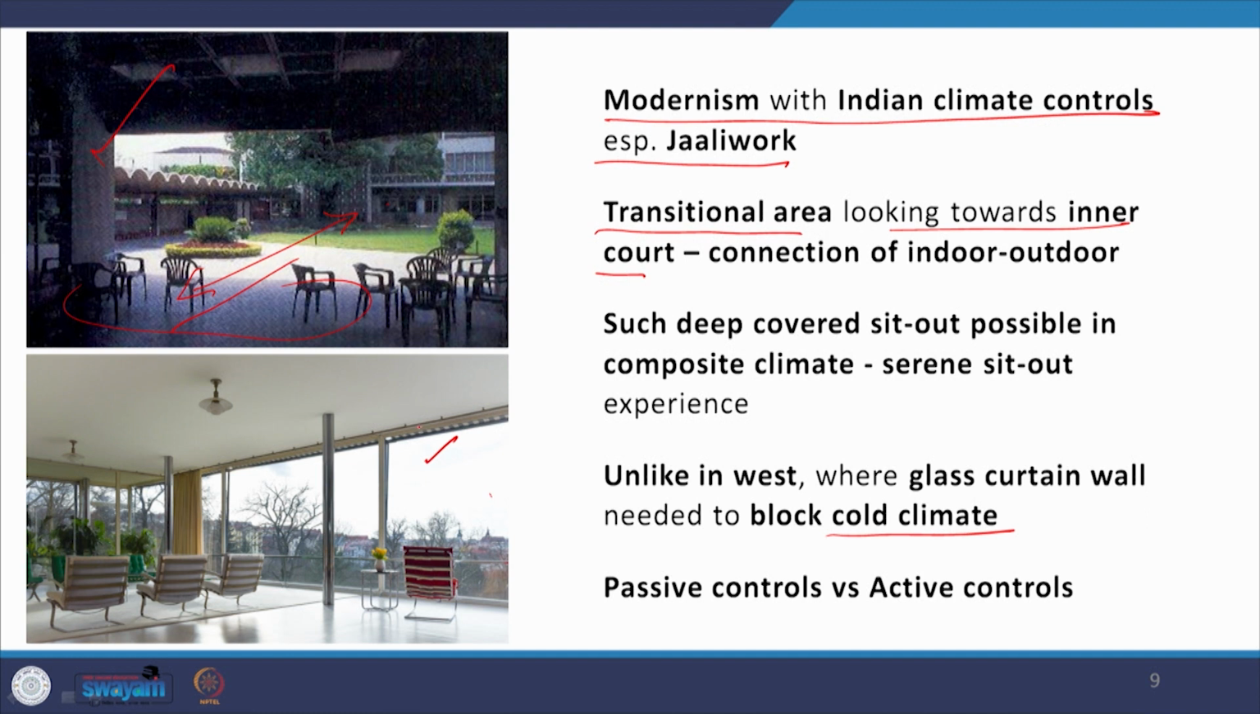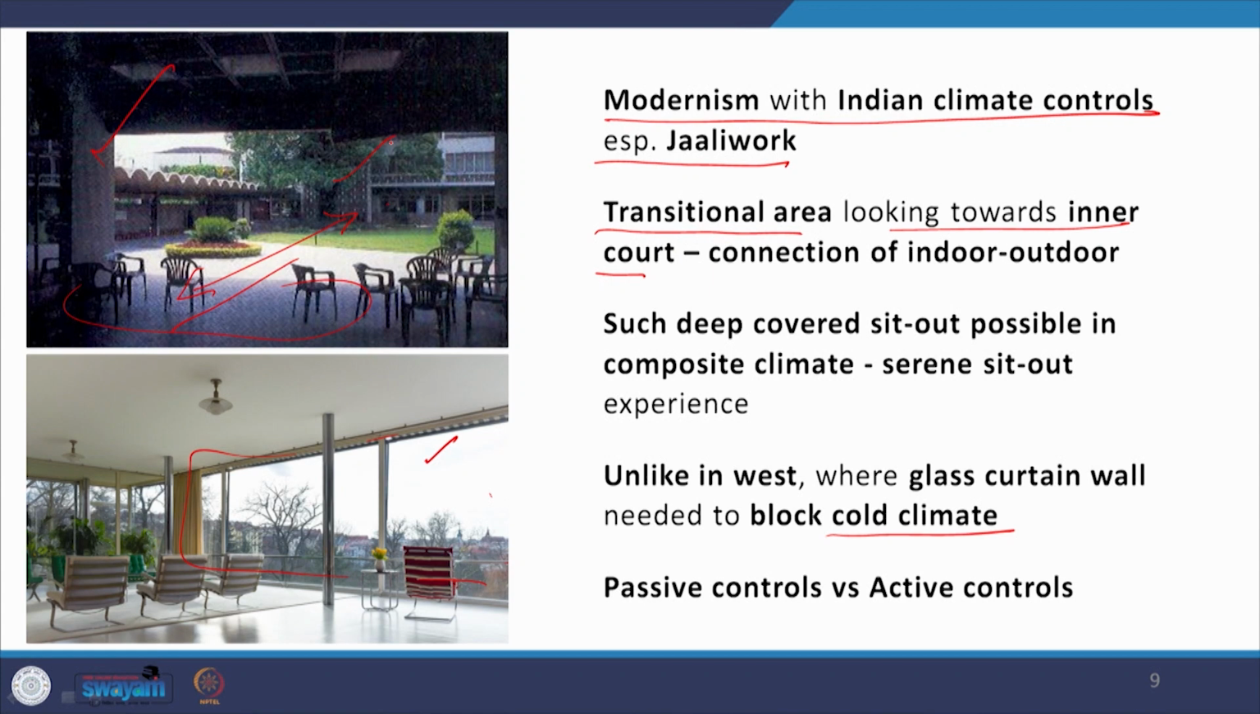So the glass curtain wall is the barrier in between the indoor and the outdoor, but it is completely glazed, it is completely glass, so that the feeling is that the indoor and outdoor are completely connected, but this glass membrane is in between them, which is not required in Indian conditions. So this is the passive control versus the active control in Tugendhat, because this would require central heating.